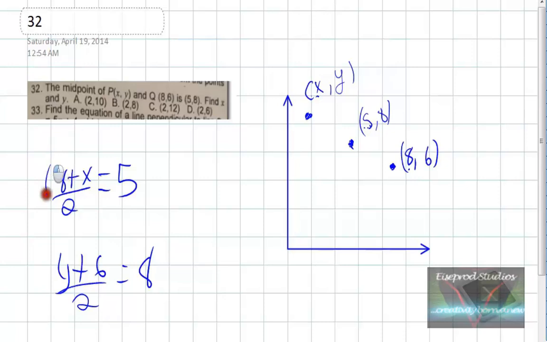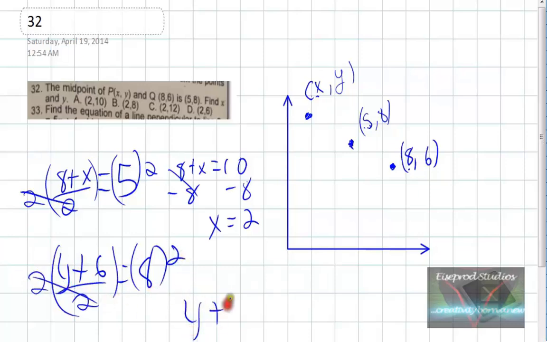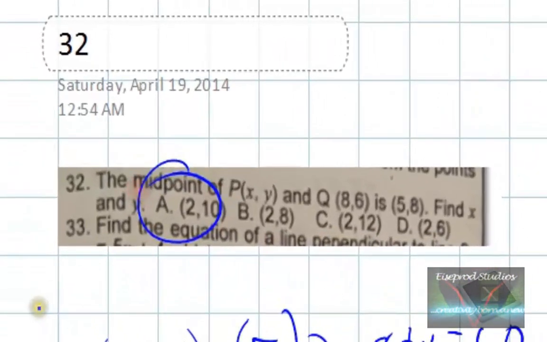First I'm going to multiply by 2 on both sides over here. So now I'll have 8 plus x is equal to 10. Then I can subtract 8 from both sides, and now I know that x is equal to 2. Now I'll do the same thing for y. Again, multiply by 2 on both sides. Now I know y plus 6 is equal to 16. And when I subtract 6, I know that y is equal to 10. So my point is (2, 10), which is your answer right here.